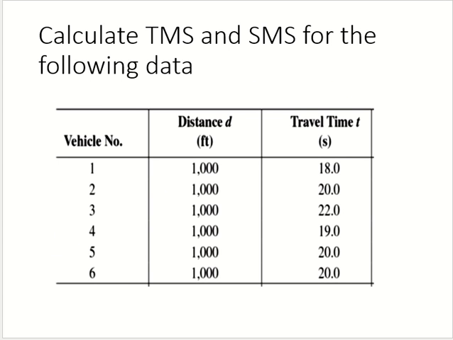So what is TMS and what is SMS? Time mean speed and space mean speed. And which one is less than the other? SMS. SMS is less than the other because it incorporates the variation of speed.